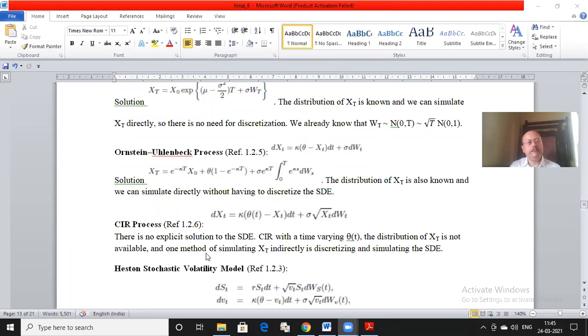Now for the CIR process, there is no explicit solution to the SDE directly. So I cannot have an analytical expression. For the CIR with a time varying theta_t, the distribution is not available. And now one method of simulating X_t indirectly is actually discretizing and simulating the differential equation as in here. So from the CIR process onward, we are actually going to have to rely on simulation methods for generating paths of dX_t.